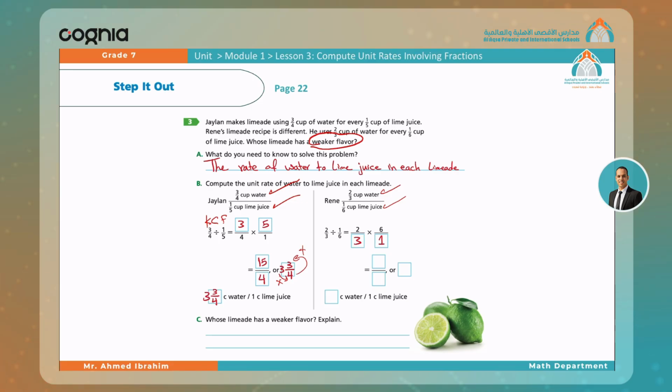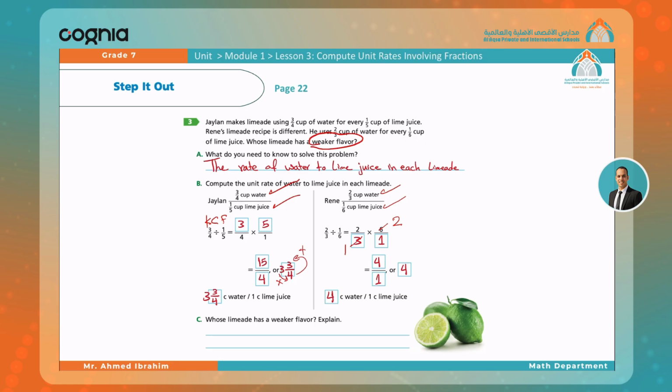We have something here to simplify. Actually, the 6 and 3 both can be divided by 3. So 6 divided by 3 is 2, and 3 divided by 3 is 1. Now we multiply the new numbers. 2 times 2 is 4, and 1 times 1 is 1. So 4 over 1, which is equal to 4. So it's 4 cups water for every 1 cup lime juice.